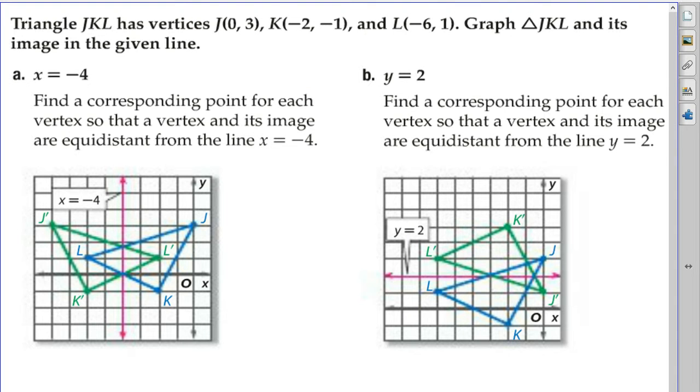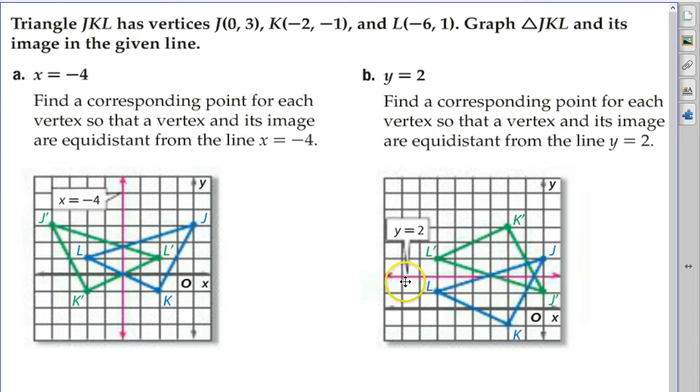Okay. So here's a couple examples from the book just about this to look through. They're going to reflect this across the line x equals -4 and y equals 2. What I want to talk about is just reminding you that if it's x equals, it's a vertical line because all of the x values are the same. Right here, x is equal to -4. Right here, x is equal to -4. Here, x is equal to -4. So it ends up being vertical.